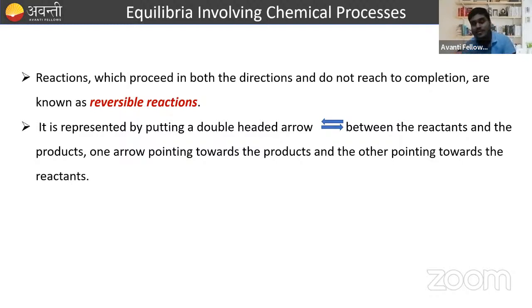The reactions which proceed in both directions and do not reach completion are known as reversible reactions. It means a reversible reaction is never 100% completed. Those reactions which are not 100% completed are said to be reversible reactions. It is represented by a double-headed arrow, one arrow pointing towards the product and the other pointing towards the reactant. This is how we represent the chemical equilibrium process.